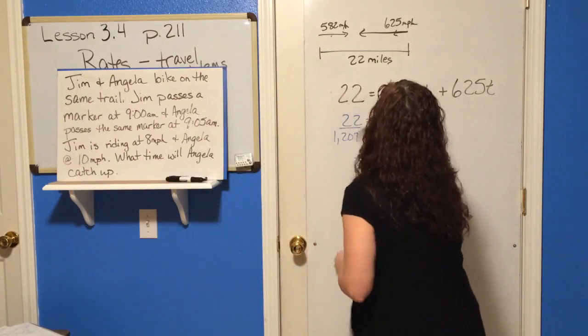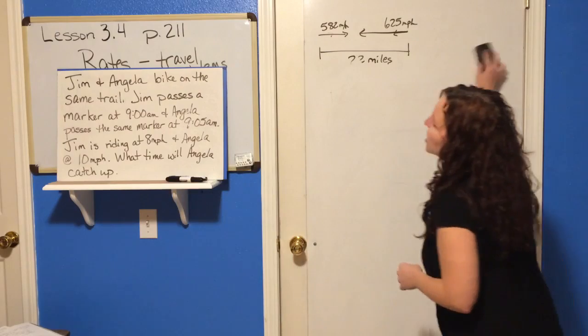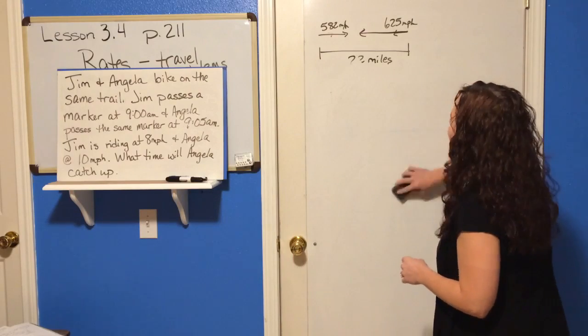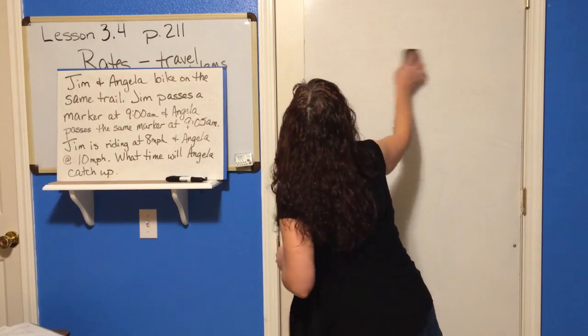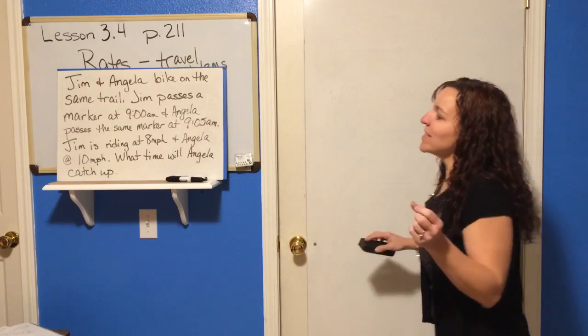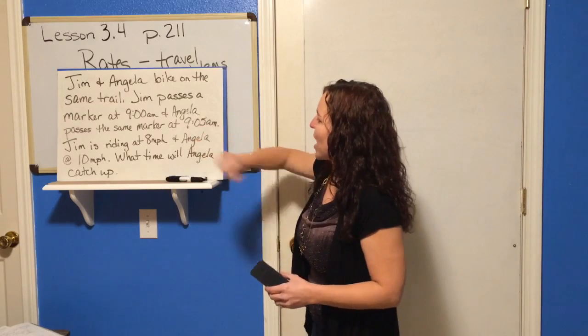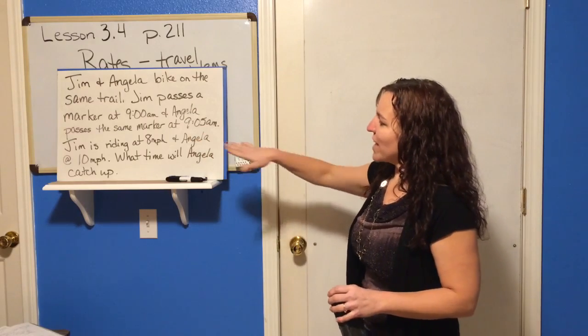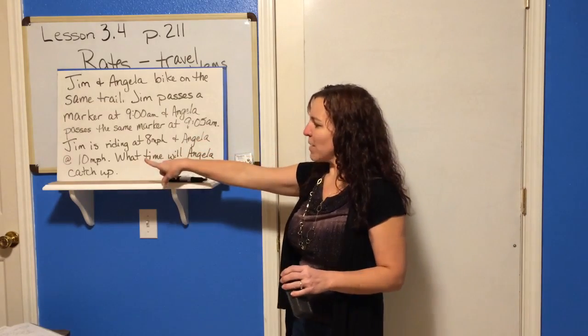All right. So in this case, we've got two people bicycling. Jim and Angela are biking on the same trail. And along the way, Jim passes a certain marker at 9 o'clock a.m. Angela passes that same marker 5 minutes later at 9:05 a.m. Jim is riding at 8 miles an hour and Angela's riding at 10 miles an hour.